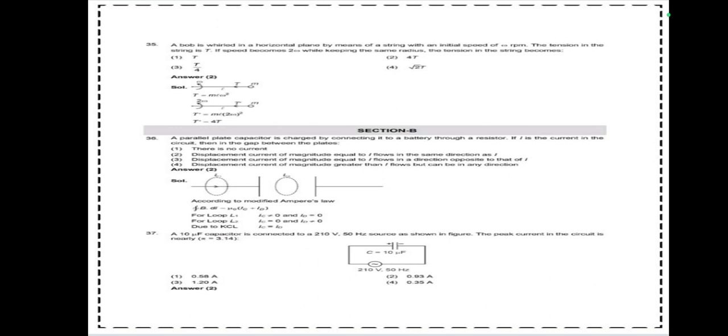Question number 37. A 10 microfarad capacitor is connected to a 210 volt, 50 hertz source as shown in the figure. The peak current in the circuit, nearly (pi is equal to 3.14), is... Answer is 2, 0.93 ampere.